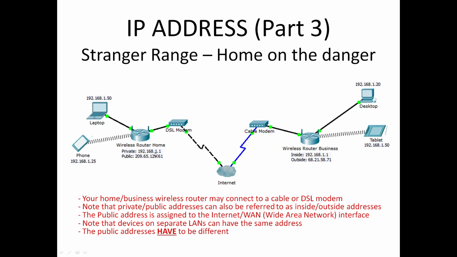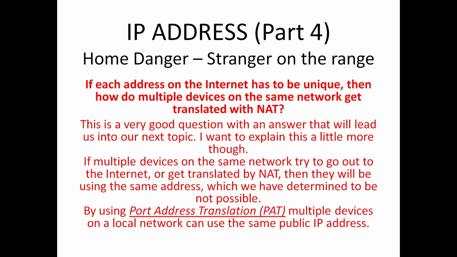So the private addresses can be the same, but the public addresses here are different, and they always have to be different. So you can see here these two devices have different outside or public addresses, and that's the way it has to be. If a device is connected to the internet and it's using a public address, it has to be unique. So they always have to be different. Make sure you're aware of that.